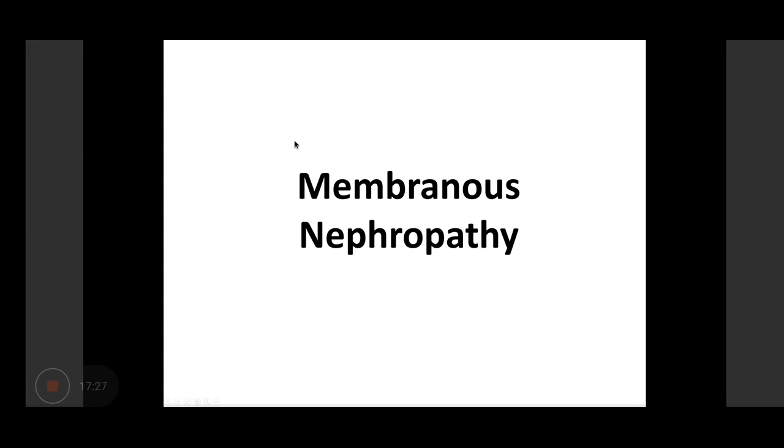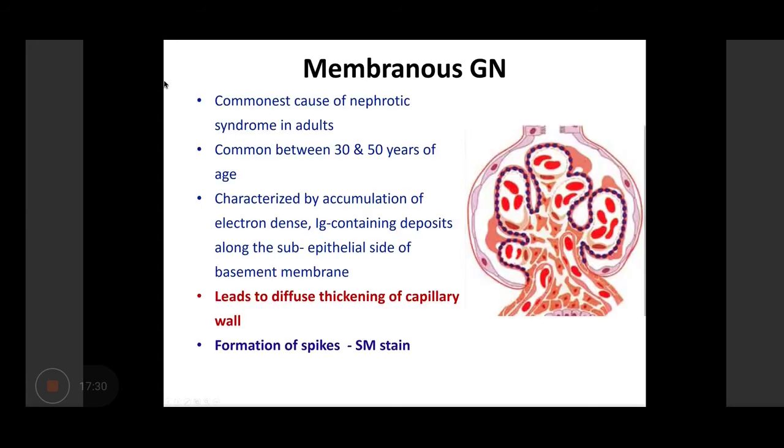The third disease is membranous nephropathy, which we need to cover today. Now, as the term membranous glomerulonephritis suggests, here the basement membranes are markedly thick. This is a spot diagnosis on low power on the kidney biopsy. You should be able to make the diagnosis. Membranous glomerulonephritis is the commonest cause of nephrotic syndrome in adults and usually occurs between 30 to 50 years of age. This is characterized by accumulation of electron-dense immunoglobulin containing deposits along the subepithelial side of the basement membrane.